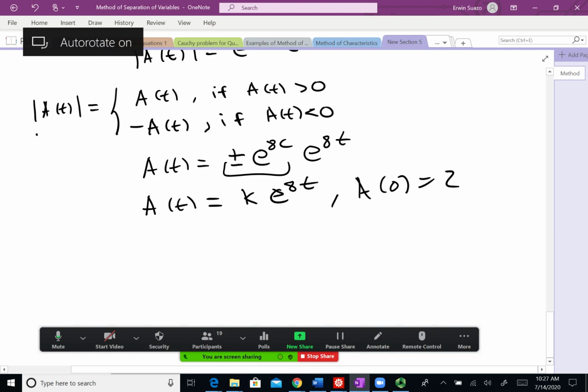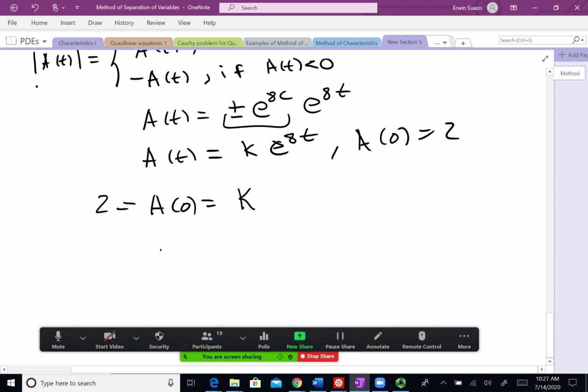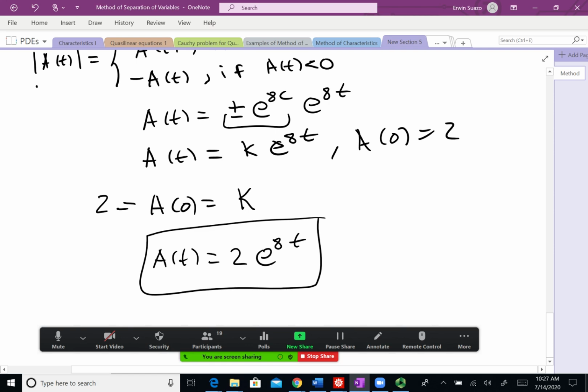So when we got a of 0, what do we get? When I plug in t equals 0, I get k. And a0 equals 2, so k is 2. So my solution is a of t equals 2 e to the at. Okay? And that should be my answer.